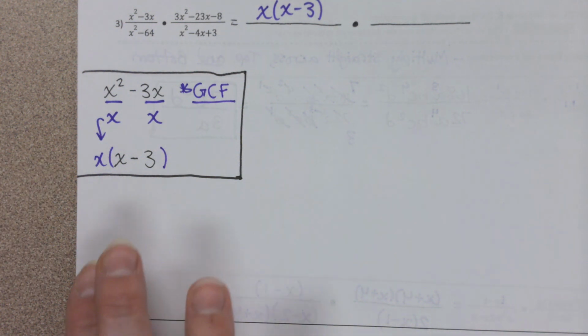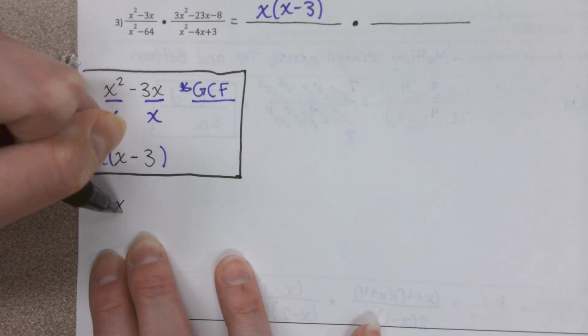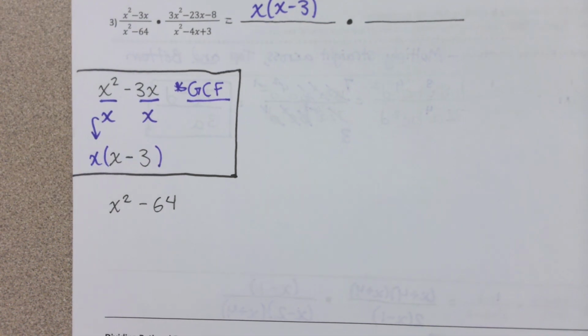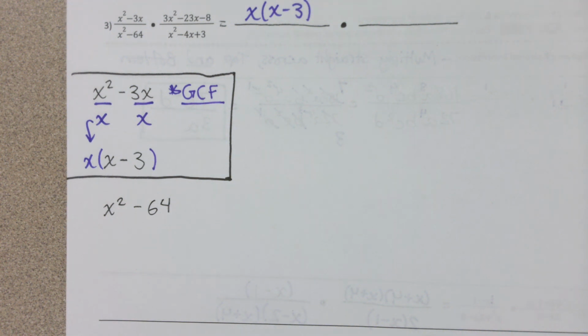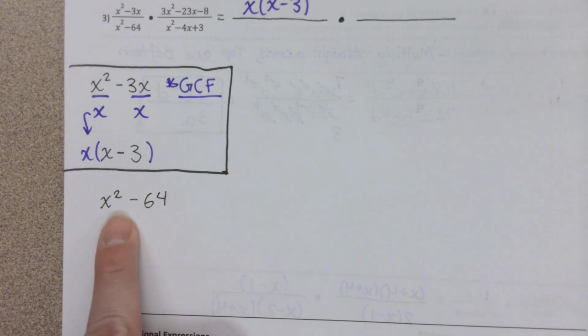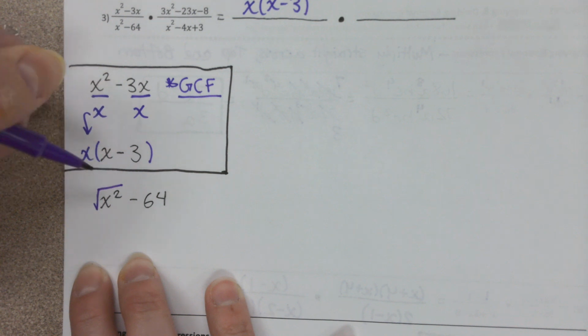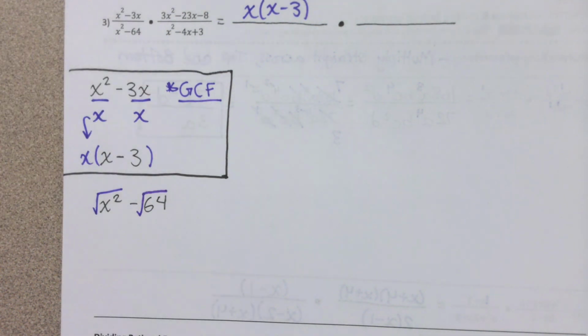Next, we have x squared minus 64. Reminder, there are 2 ways to go about this one. There's the ACB method, which is a bit longer, and then there's the shortcut. I want to do the shortcut. How do we do the shortcut? Square root. This is a difference of squares, so we can square root both of these and get our factors. Square root the front, square root the back, leave the negative out of the square root.